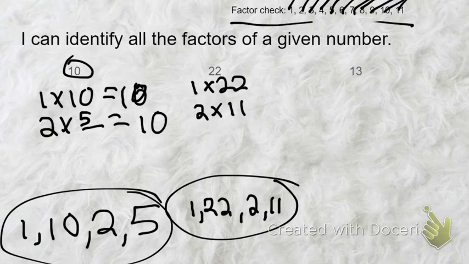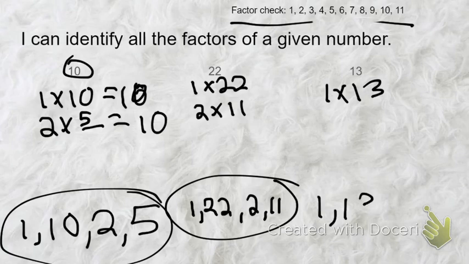Now, both 10 and 22 are examples of composite numbers, meaning they have other multiples besides 1 and itself. So let's look at this next one. I'm going to have you pause the video once again and see if you can find all the factors for the number 13.